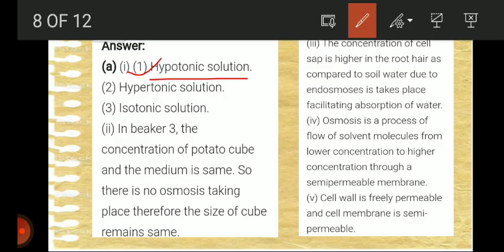Second one, potato cube size has decreased. So it is a hypertonic solution. So water molecules have come out from the potato cube into the beaker. So exosmosis has occurred. And in the third one, there is no change in the size of the potato cube. So of course, it's an isotonic solution. Concentration of solute and concentration of solvent is the same in this type of solution. So there is no change in the size of the potato cube, right?